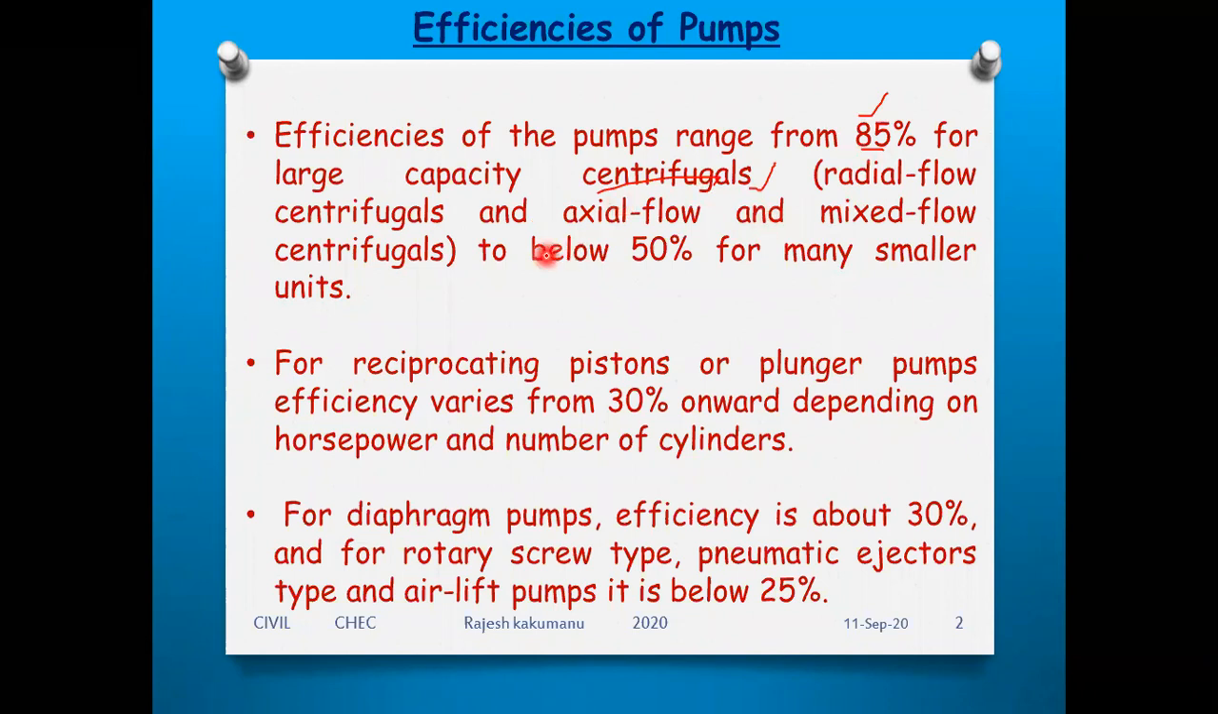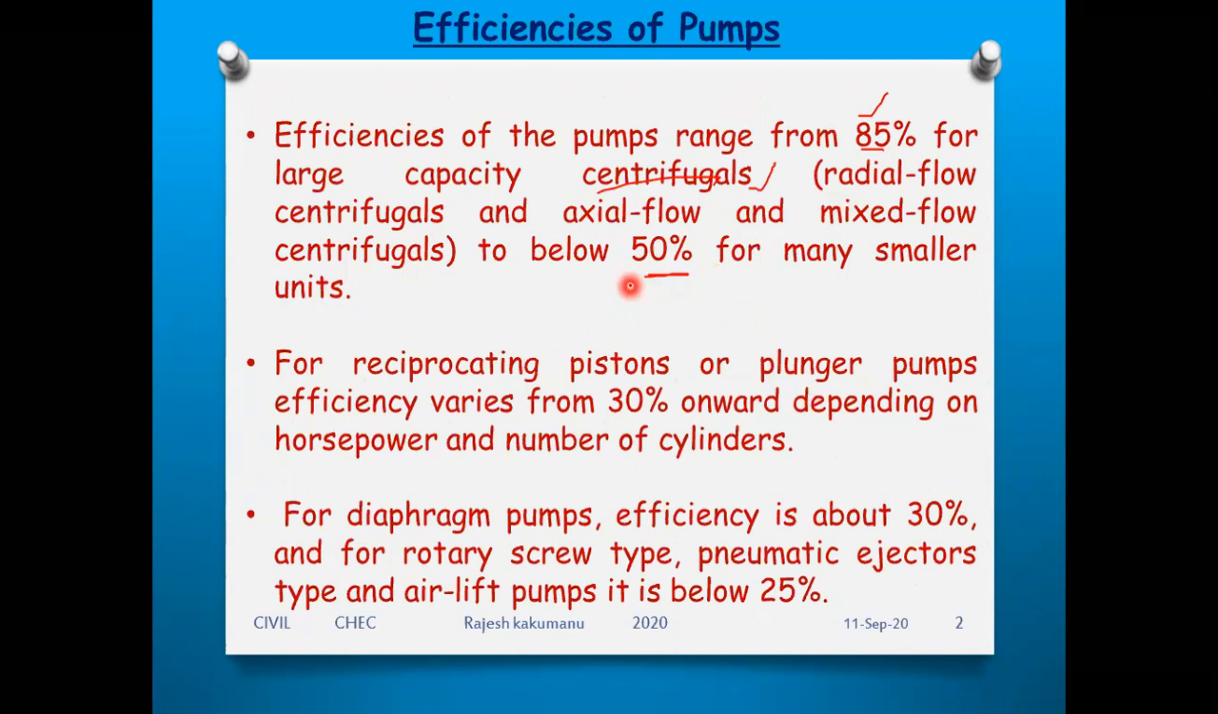Now, whenever small capacity pumps are used, the efficiency is less than 50%. Efficiency is output to input. The efficiency may be mechanical efficiency, thermal efficiency, or overall efficiency. Like this, you have efficiencies for the various types of pumps available. Whenever you are using large capacity pumps, 85% of the energy is used from the radial flow, axial flow, and mixed flow. Whenever you are using small capacity pumps, the efficiency is less than 50%.